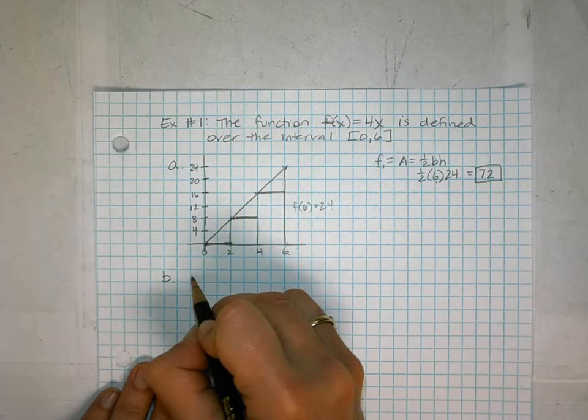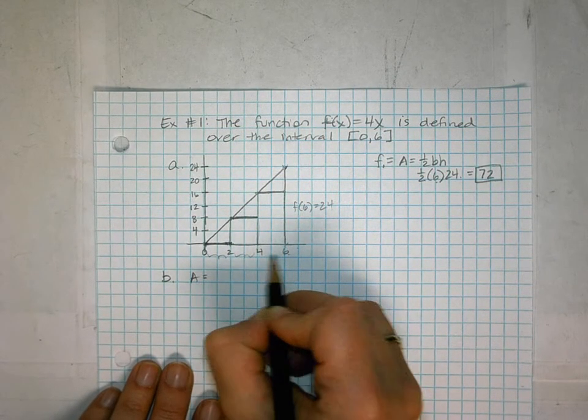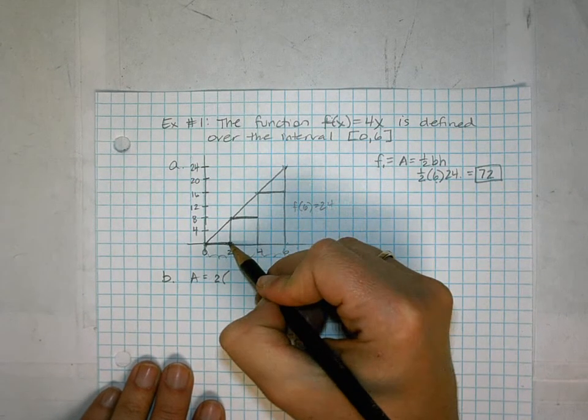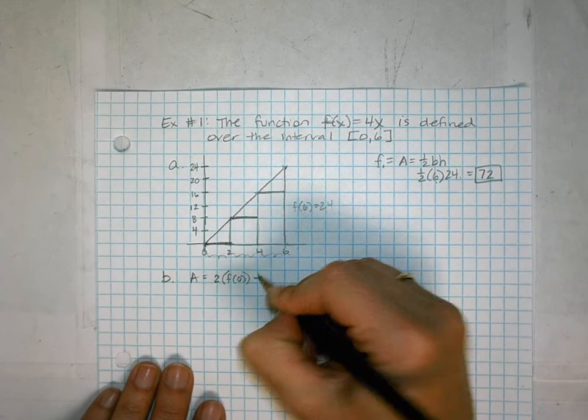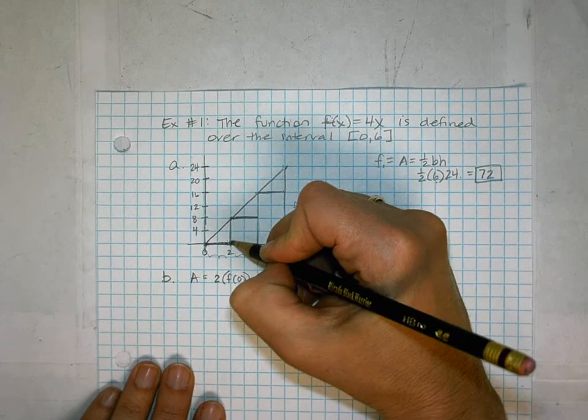Now, the area is going to be my base times the height. How much is my base of all these? The base of all these is going to be 2. How tall is this one? Well, that's going to be f sub 0, plus the base of this, 2, times f sub 2. I'm going to plug 2 in and I'm going to get out 8.